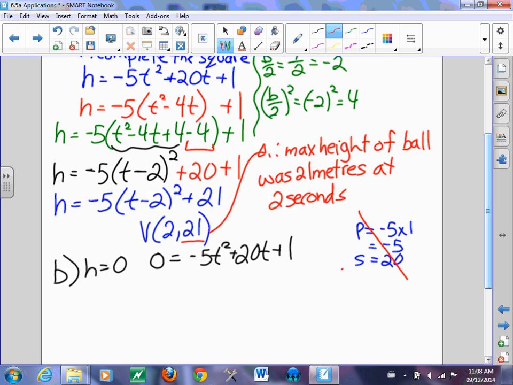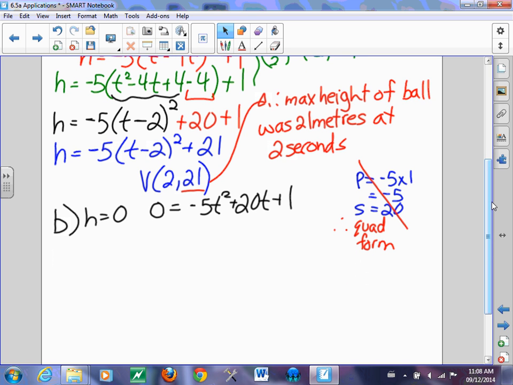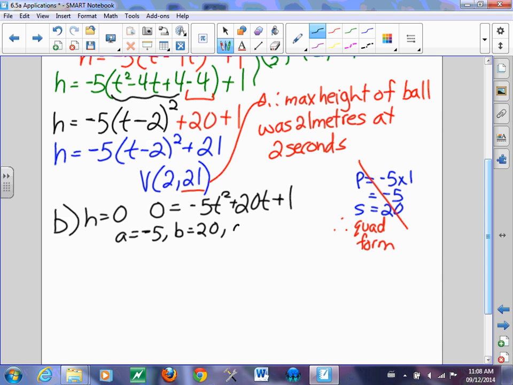So therefore, we're going to have to use quad form. So I take about 1 minute to see if I can factor. If I can't, I go to quadratic formula. However, if we've got decimals automatically, you're going to go right to quad formula. You don't have to worry about trying to factor, okay? All right, so just remember, for those who need the help, A equals negative 5, B equals 20, and C equals 1. So let's plug it in the formula.